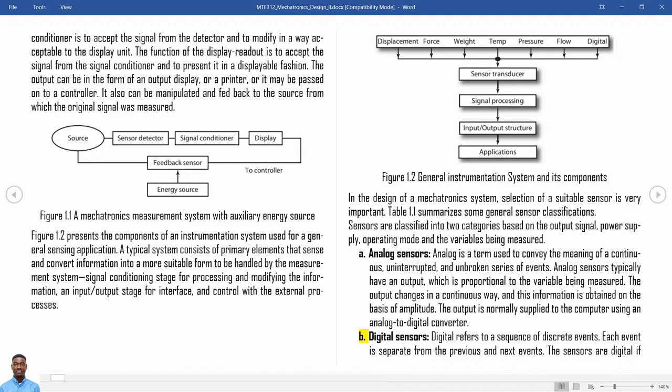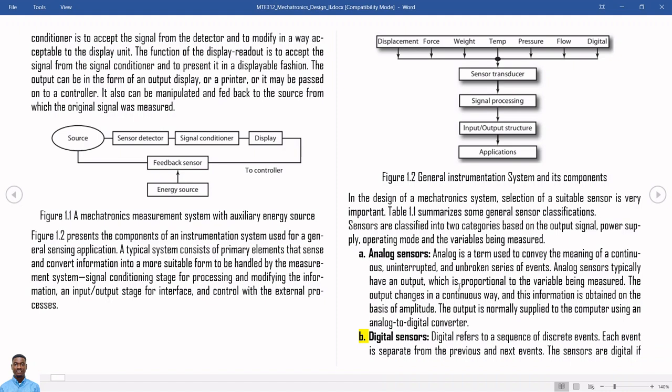So the analog sensor output changes in a continuous way, just like your vehicle speed increases from 0 to 100 as you begin to travel. You see that your speedometer continues to increase, and that's the output of your analog sensor in that case. So it continues to change in a continuous way, and its information is obtained on the basis of amplitude for your analog type of sensor.